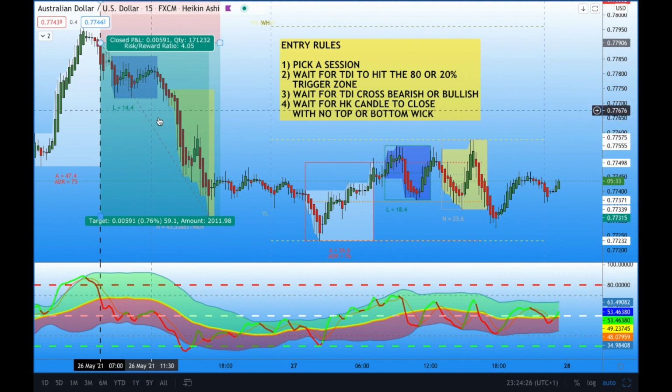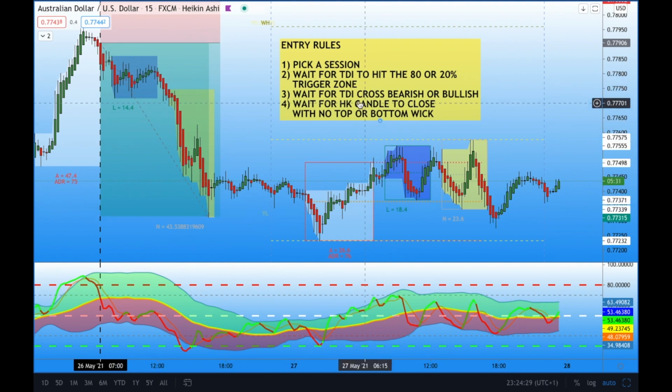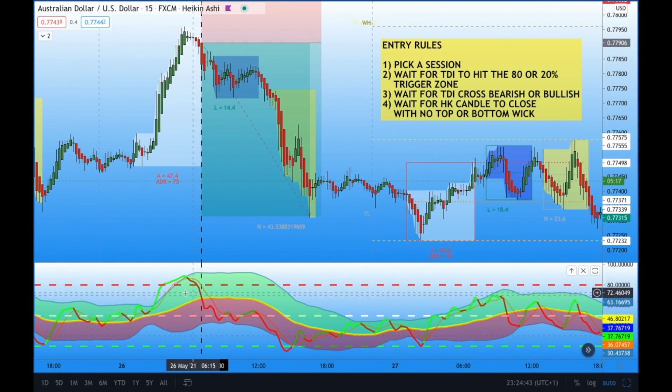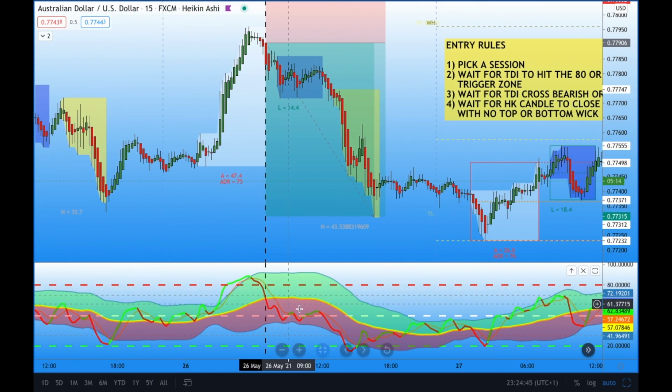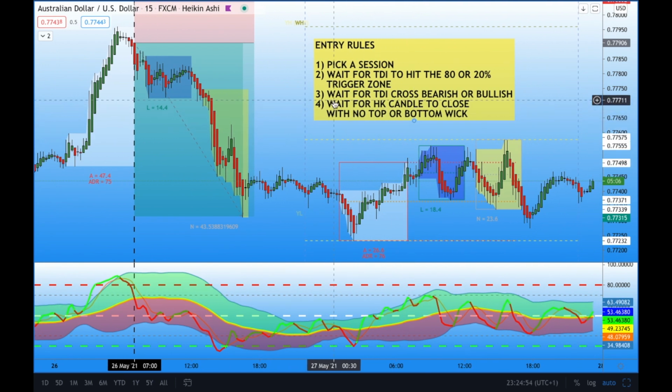I prefer to trade London or New York. And then the next thing we're looking for is to wait for the TDI to get to either 80% overbought or 20% oversold. That's what we're looking for. So you can see my zones are here. This is 80% overbought. I would have a trigger zone for a sell here, something like this, as you can see. And then if it was to go lower, then I'd have a trigger zone for a buy just around here, something like that. Then our next confluence is we got to wait for the TDI to cross bearish or bullish. As we can see, there was a TDI cross right here.